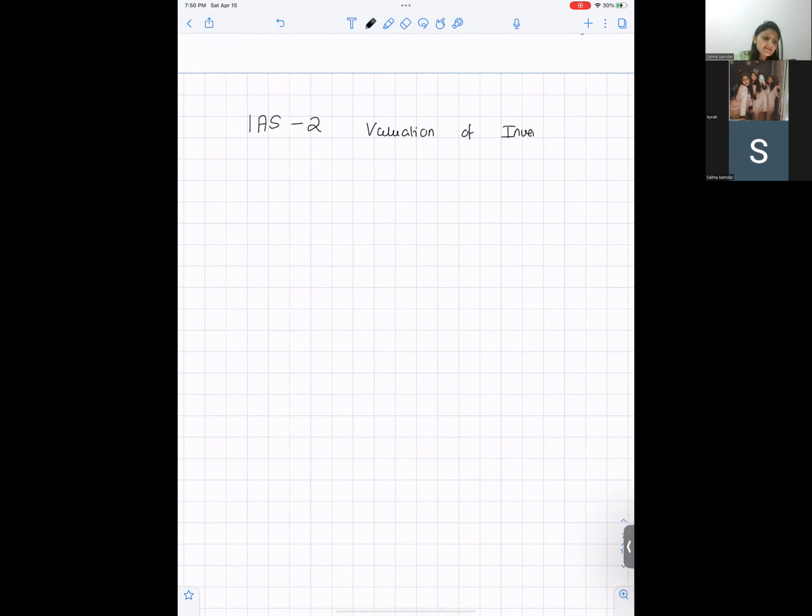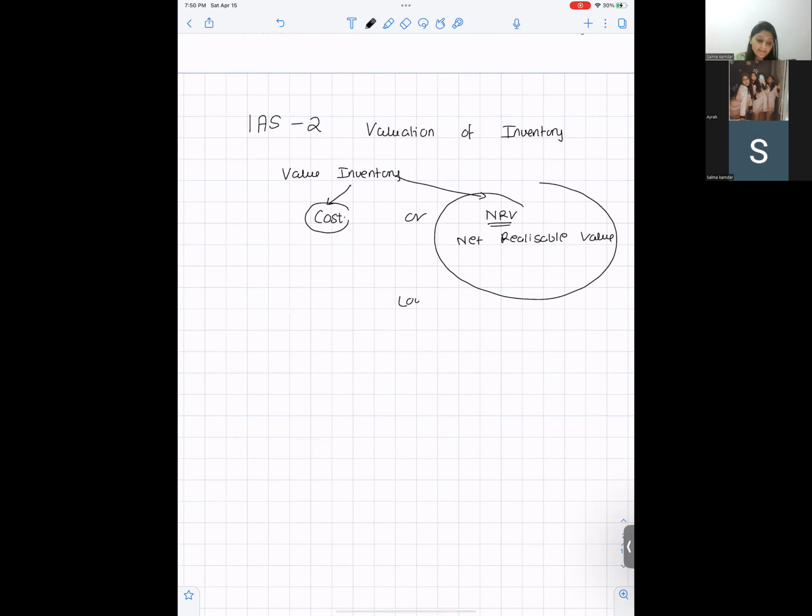This International Accounting Standard 2 tells you that you should value your inventory at cost or NRV. NRV is the net realizable value. So they say that you should value your inventory at cost or NRV, whichever is lower. Okay?